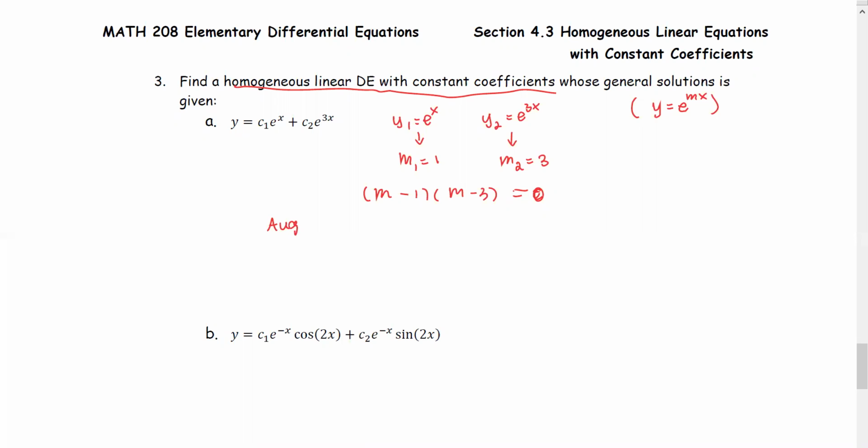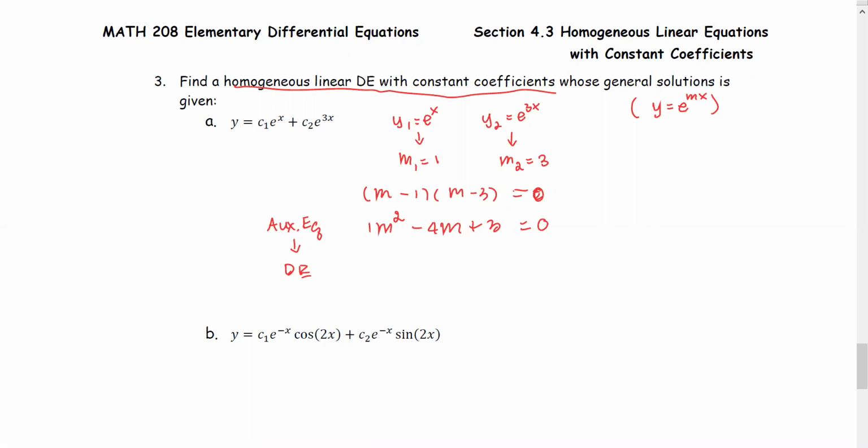that tells us the auxiliary equation is of the form m squared minus 4m plus 3 equals 0. And then we write it back into the differential equation, which is the homogeneous linear equation with constant coefficients.